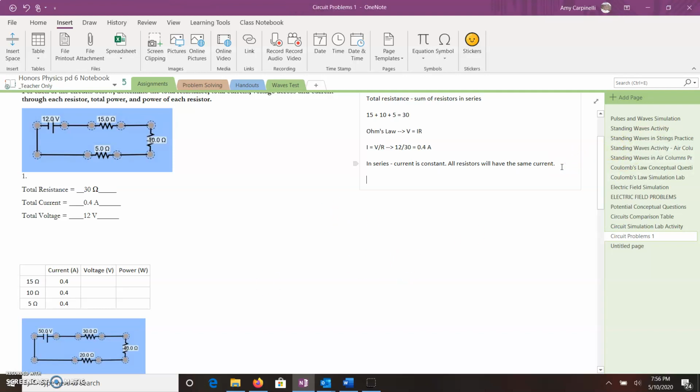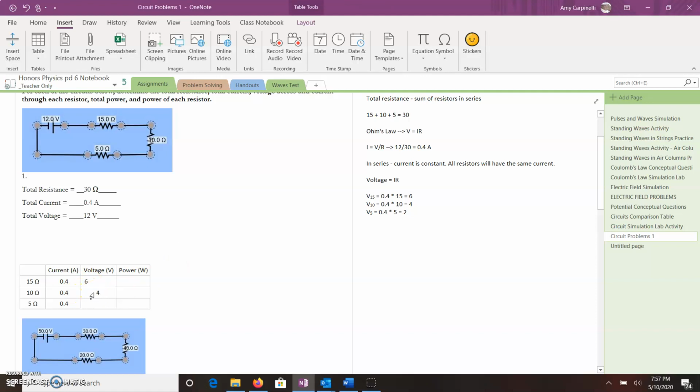Once I know that, it's easy to find the voltage. The voltage is found by saying I times R. So the voltage on my 15 ohm resistor would be 0.4 times 15. And that gives me 6. The voltage on the 10 is equal to 0.4 times 10, or 4. And the voltage on the 5 is going to be 0.4 times 5, which equals 2.